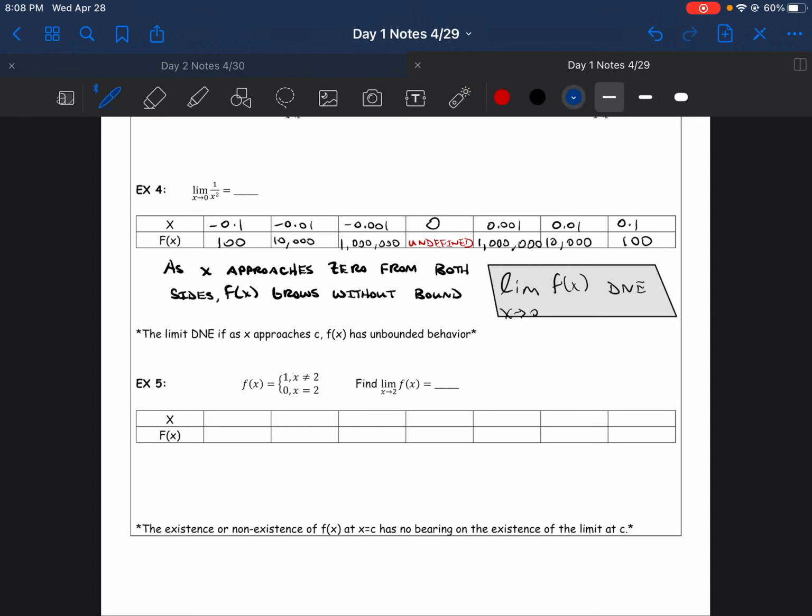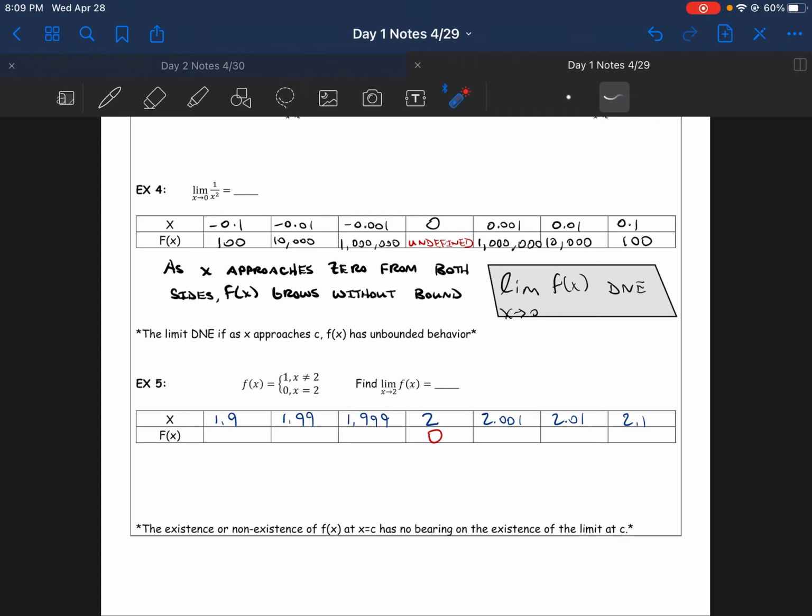So let's put 2 in the middle of our table. Right here, at 2 specifically, when x is equal to 2, f of x is equal to 0. And let's look to the left and right of 2. To the left of 2, really close to 2, we'd have like 1.9, 1.99, 1.999. To the right of 2, we'd have things like 2.001, 2.01, 2.1. These are just values immediately to the left and right of 2.